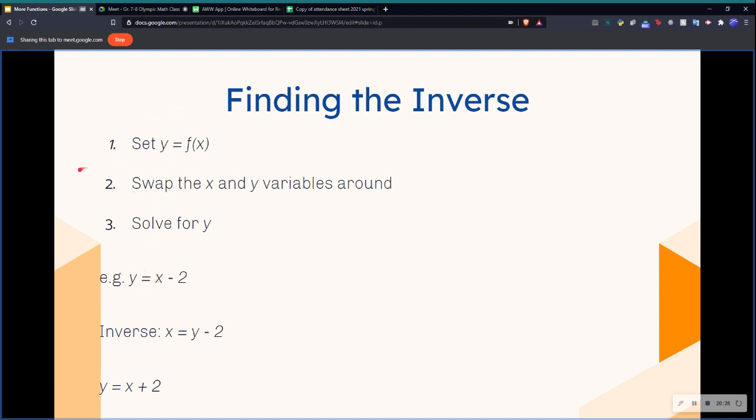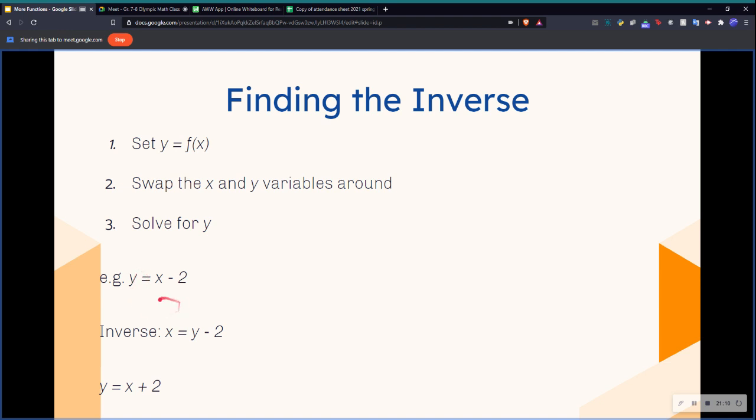Now the second step, this is the most important step: you swap the x and y variables around. So what does that look like? If your y was on the left side and your x was on the right side, when you swap them, your x goes to the left side and your y goes to the right side. That's what swap means. Very straightforward. And if you had multiple instances of x and y, then you just replace all of them with the opposite variable. So if you had two x's, you replace them with two y's. And if you had two y's, yeah, it's possible, you just replace them all with x's. And then your final step would just be to solve for y to get your inverse function.